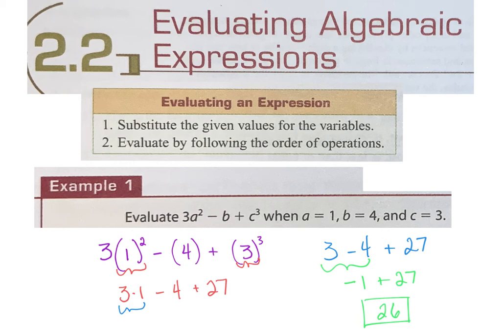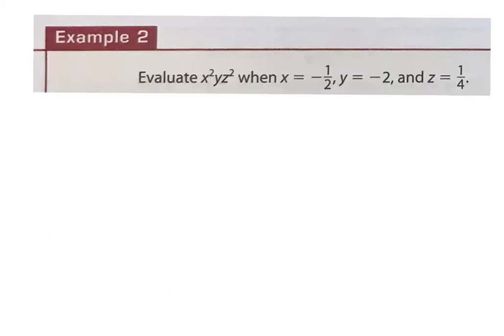Look at example 2. Example 2 says x squared times y times z squared. And then they were nice and they gave us fractions and negative numbers here. All right, let's look at this. This is where it's kind of important to put parentheses because of that negative. That negative can throw you off.